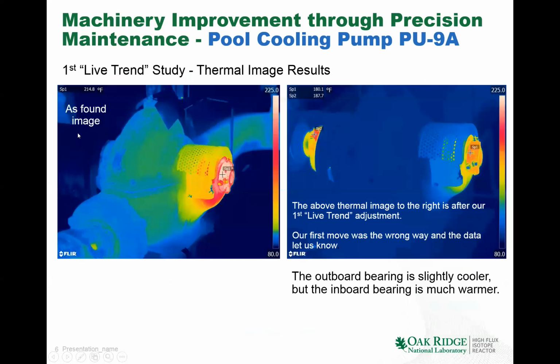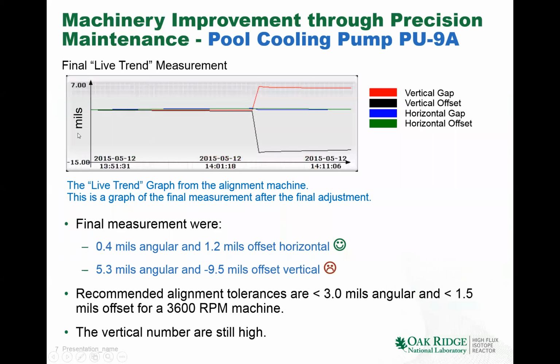So after we took that first measurement, like I said in the other presentation, we misaligned the machine so that when we measured it, it would be closer in alignment. We had a little bit of improvement on the next one. Then when we did this next measurement, we went from 25 to almost 10.